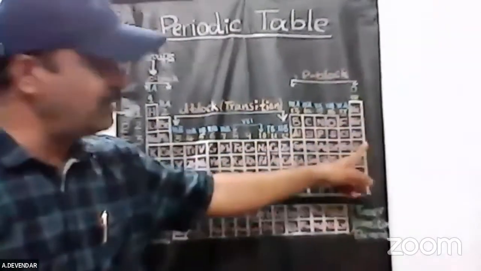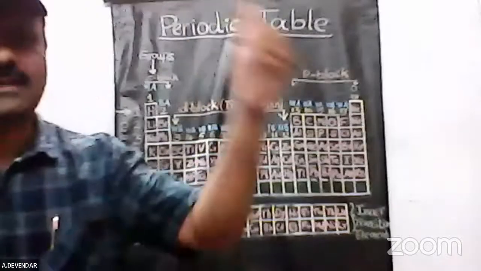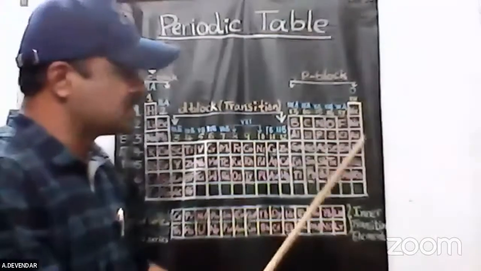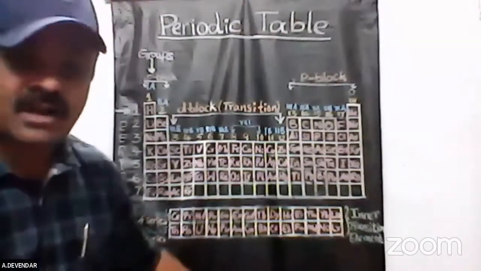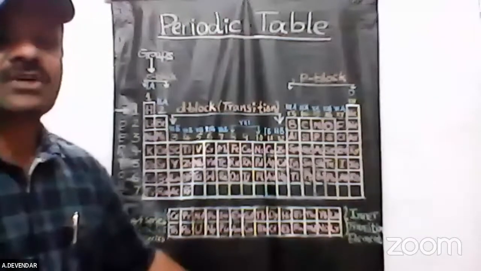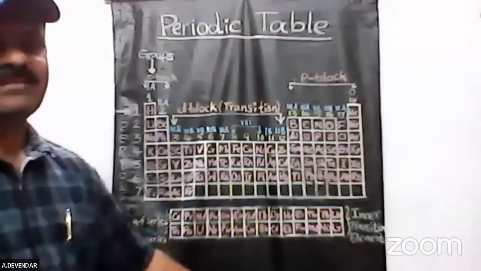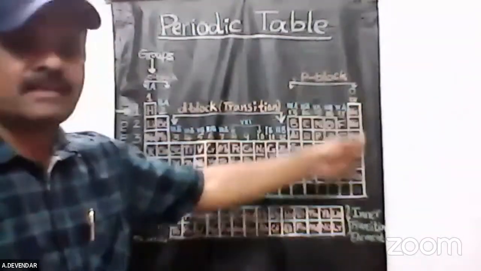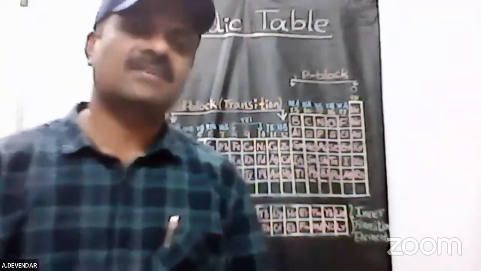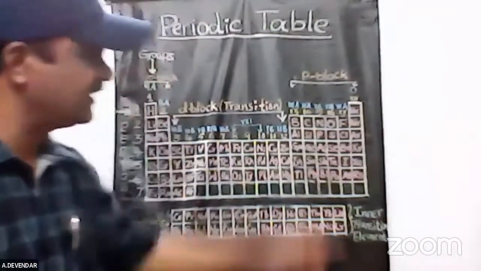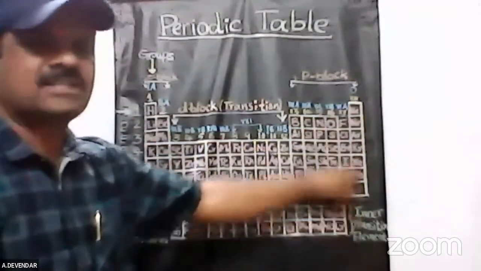The last group, on the extreme right side of the periodic table, is called the zero group element. It is called noble gas elements, also inert gas elements, also rare gas elements. So many names are there: zero group, noble gas, inert gas, rare gas. Why, sir? There are many reasons, and I will explain that later. These are called noble gas or zero group elements.